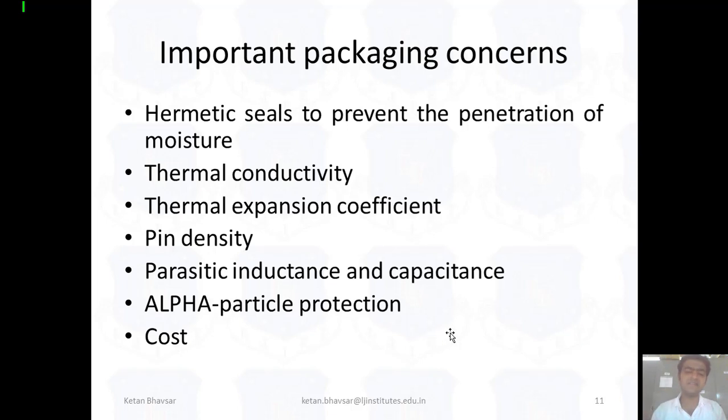We also have to consider pin density, because density plays a main role in carrying the amount of current and voltage. Particularly, we have to provide protections so that it will not get an offside breakdown, with the help of alpha protection. And we also have to take care of the cost when we're designing a specific chip.